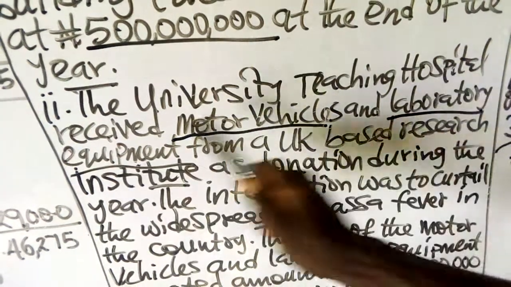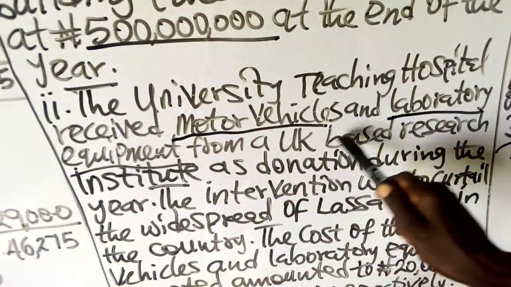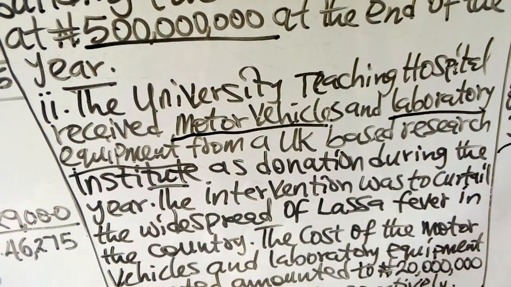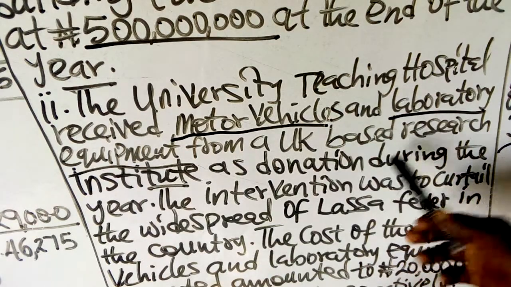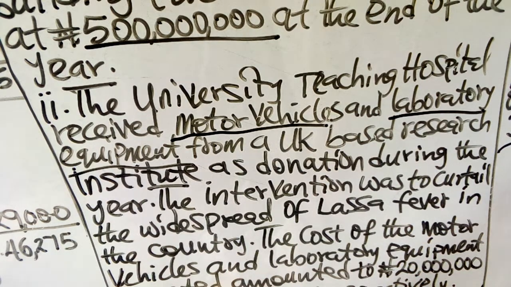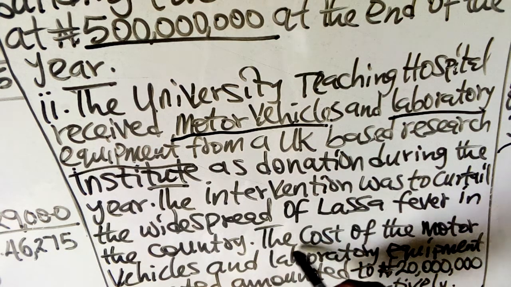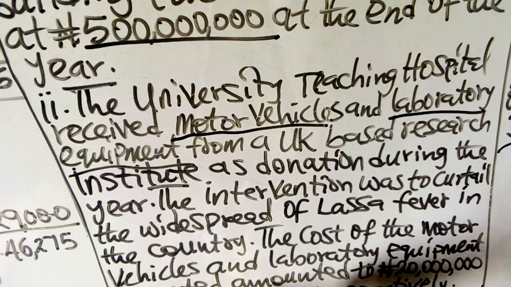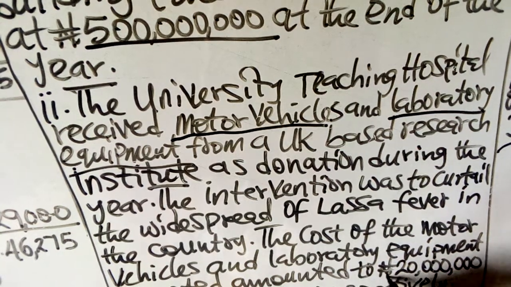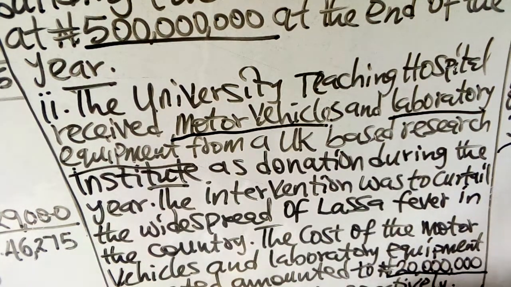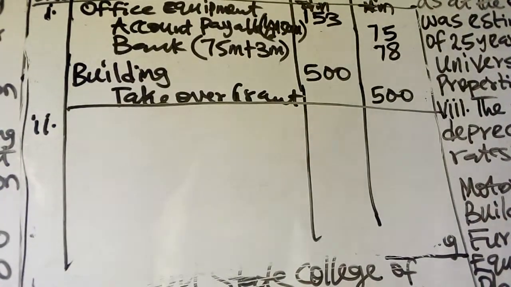The university teaching hospital received motor vehicles and laboratory equipment from a UK-based research institute as donation during the year. The intervention was to curtail the widespread of Lassa fever in the country. The cost of the motor vehicles and laboratory equipment amounted to 20 million and 50 million naira respectively. So you debit those assets since assets increase. I've told you that an increase in assets should be debited.